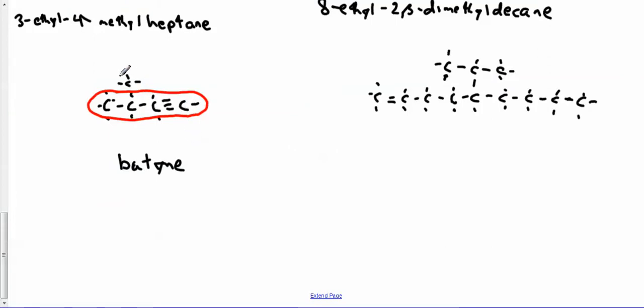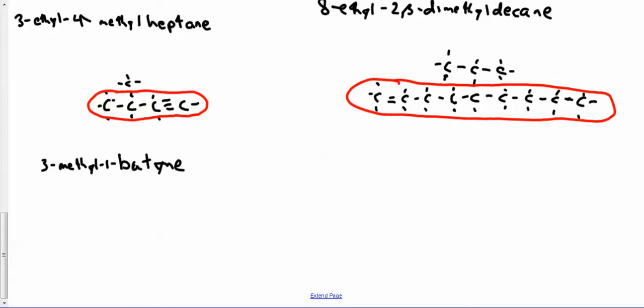What's more important? Should I give this guy the lowest number or this triple bond the lowest number? So should I count 1, 2, 3, 4, or should I count 1, 2, 3, 4? Well, I'm using the ending y-n-e here, so it's got to be pretty important. This gets the lowest number possible. So this methyl group is off of number 1, 2, 3. So it's 3-methyl-1-butyne.